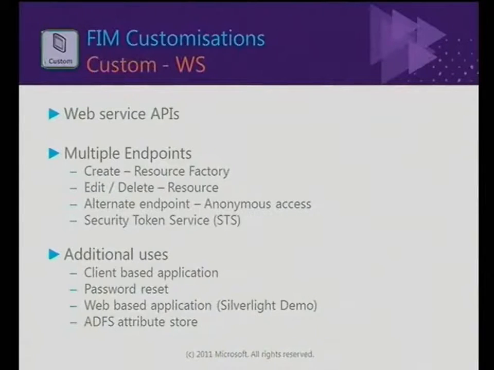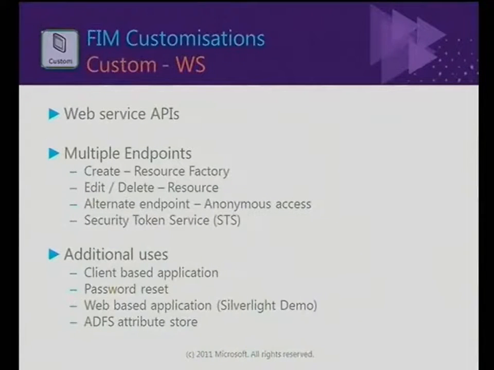So not getting into too much detail with the web service endpoints, but there are 3 or 4 that you should be aware of. There's the resource factory endpoint, which is used to create objects within the portal. And there's also the resource endpoint, and that's for your editing and deleting of objects. The other more interesting endpoint is the alternate endpoint, which is pretty much a mirror of the resource endpoint. What that does is it allows you to do the same things, but it does it as an anonymous user.